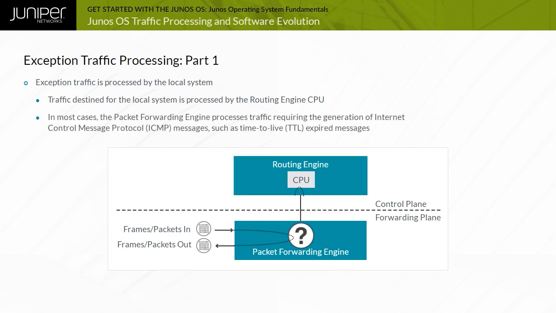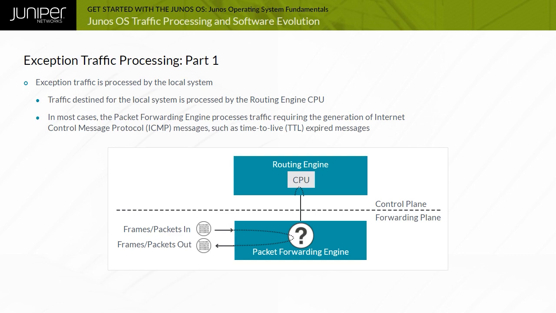Another example is Internet Control Message Protocol, or ICMP, messages. ICMP messages are sent to the packet's source to report various error conditions and to respond to ping requests. One example of an ICMP error is a destination unreachable error, which is sent when no entry is present in the forwarding table for the packet's destination address.